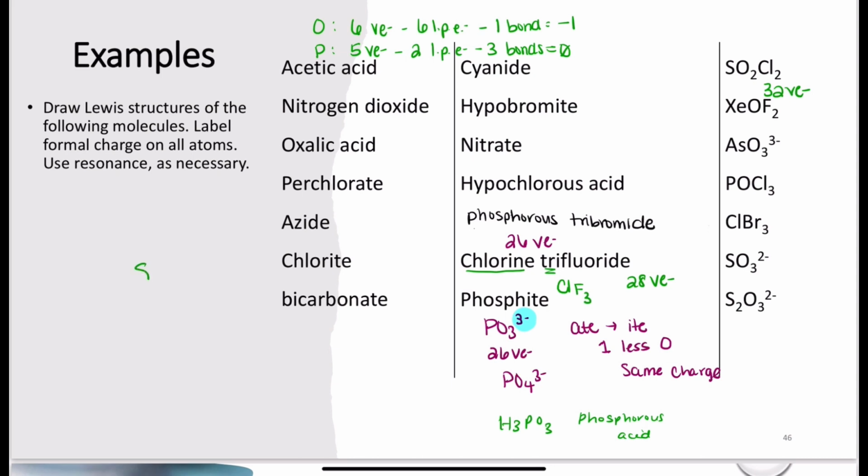Sulfur is going to go to the center, connecting my oxygens, connecting my chlorines. Give all your outer atoms their octet. Technically, I've used up all my electrons. I've used up 2, 4, 6, 8, 10, 12, 14, 16, 18, 20, 22, 24, 26, 28, 30, 32. I've used up all 32 electrons. I've given my central atom its octet. I give my outer atoms their octet. All I've got left to do is check the formal charge.